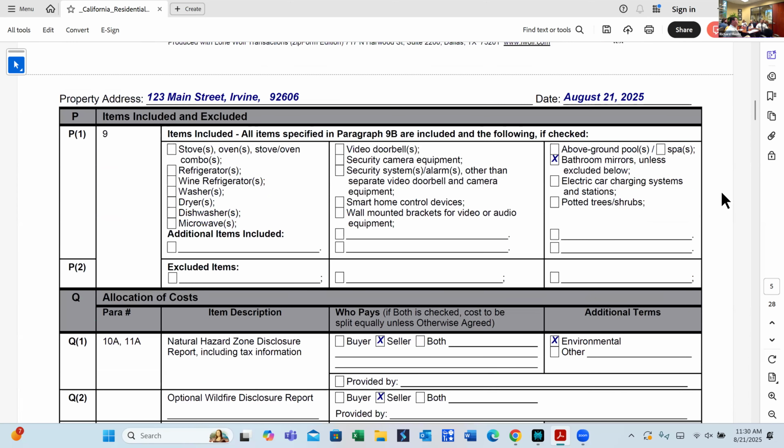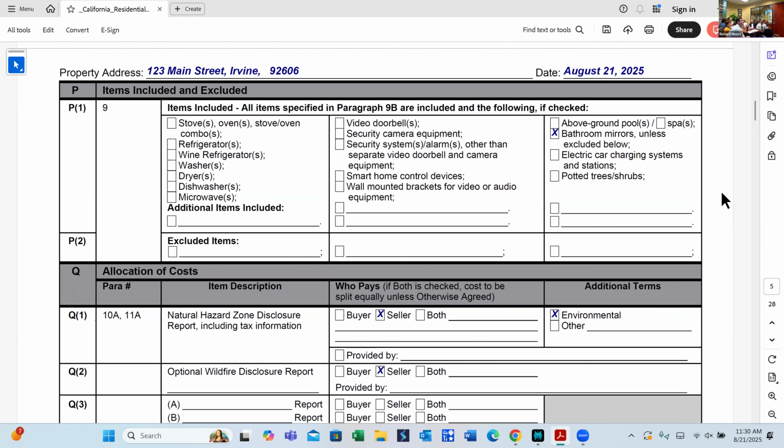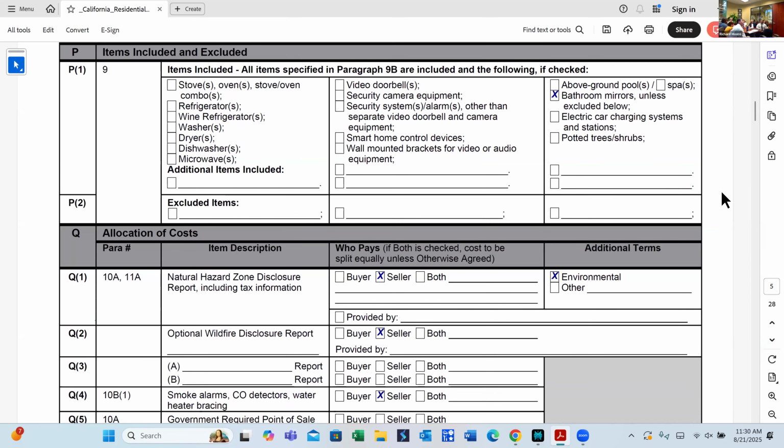And then section P1, items included. In the body of the contract, section 9, it talks about these things that are included. But if you ever have any doubts, check the box to be sure that it's going to be included in the property. Because if you look at the MLS and the MLS says certain things are included, you need to contractually address that. Otherwise, things may not be included. They may say washer and dryer. If you don't specify that in the purchase contract, then it's not included. And then P2, excluded items, you may want certain things removed. So put that in there.